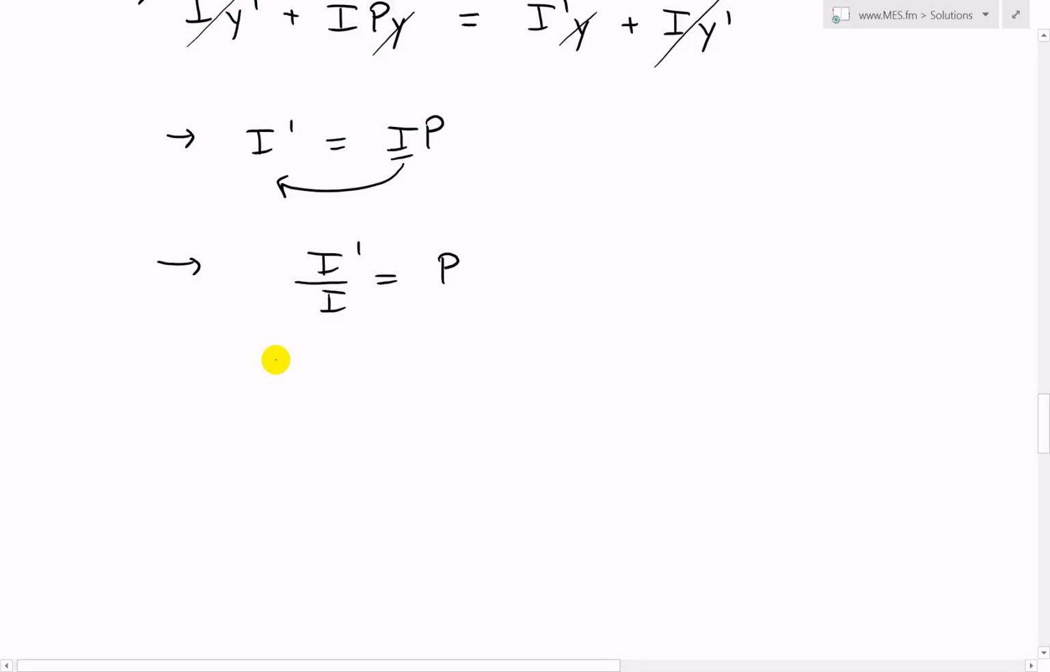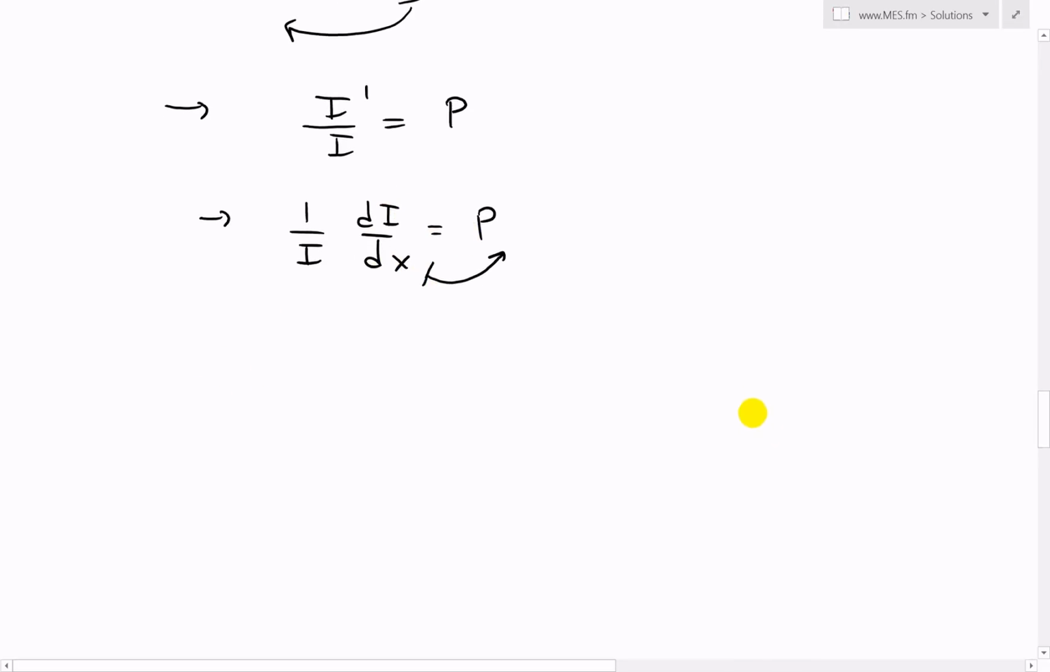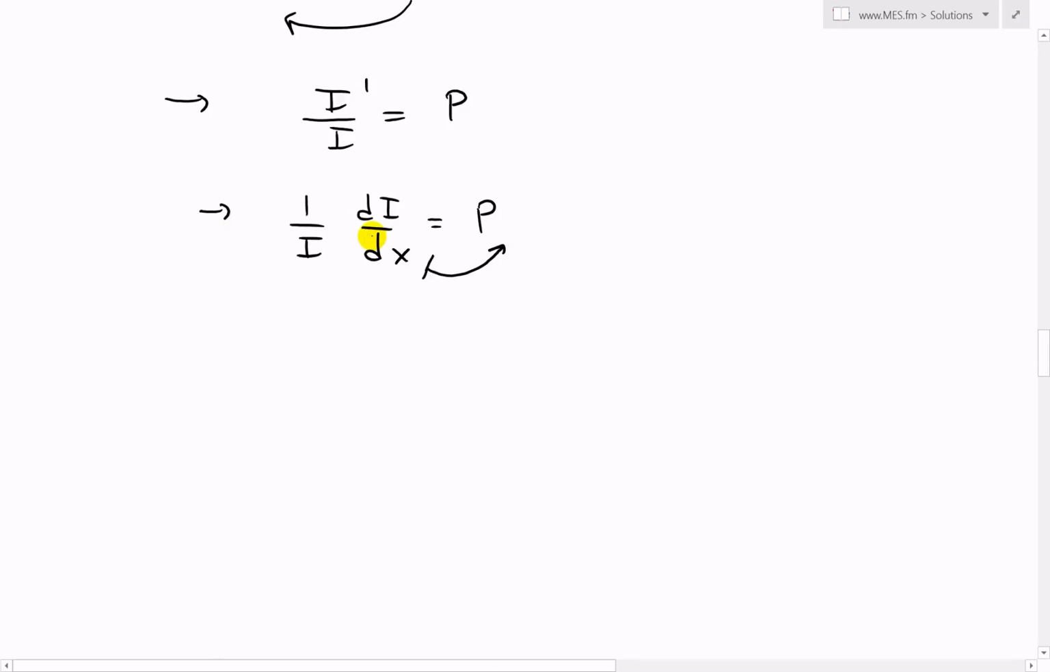Well, before I do that, what I'll do is write this as 1 over I times I prime, which is the same thing as writing dI over dx, because it's a function of x inside. So this derivative equals p, and then we can move this over to the other side. We're separating all the x's on one side and all the I's, or I of x, on the other side. So what we get now is dI over I is equal to p of x times dx.